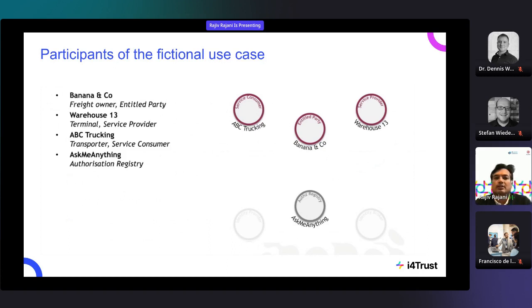The ABC trucking company, which acts as a transporter, in iSHARE terms is a service consumer because when it wants to pick up the container, it needs to know the ETA, the weight and other elements from the warehouse or from the banana company, ideally in the general world. However, with iSHARE, the power is that the ABC trucking company can directly fetch that information from warehouse 13, thereby increasing the possibilities of making much more efficient transactions. And the banana company, since it's an entitled party, chooses its own authorization registry. It is called the Ask Me Anything authorization registry, which it uses to store authorizations, right?